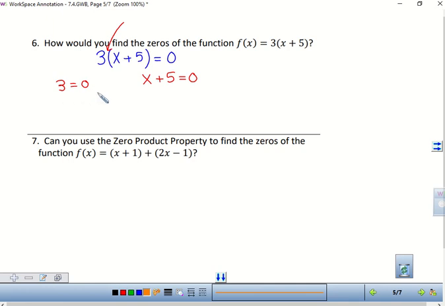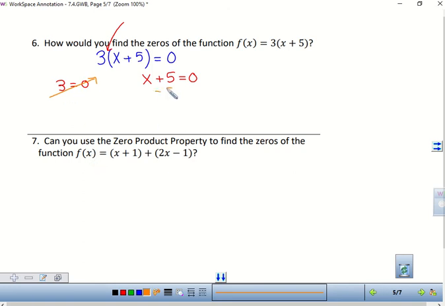Is it possible for 3 to be equal to 0? No. So this is what we call a null equation. It doesn't have any meaning. So when you get an equation like this where the variables are gone and you have a false statement, you just reject it. It's not a solution.